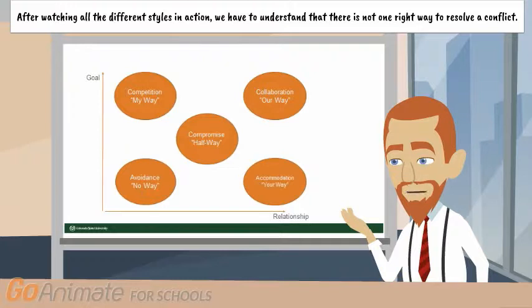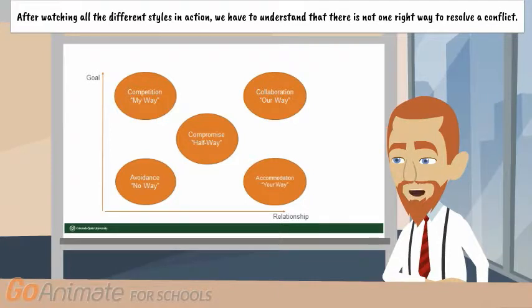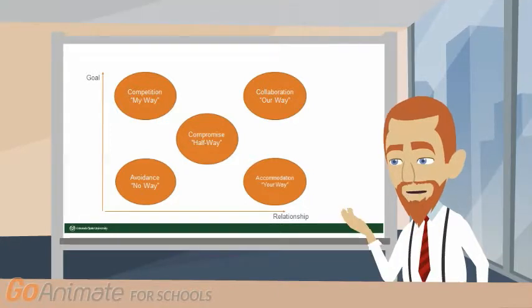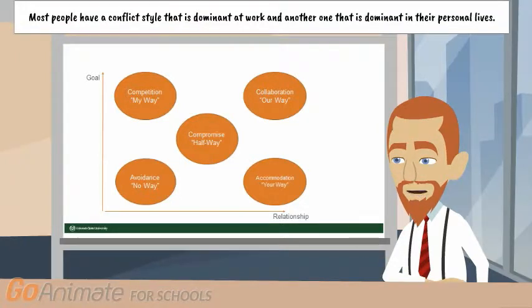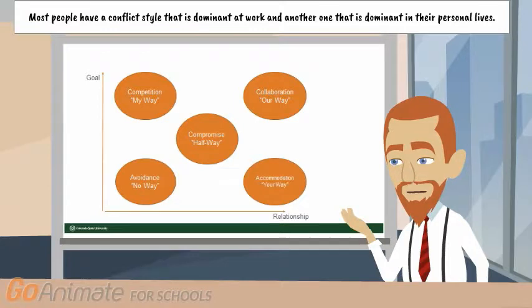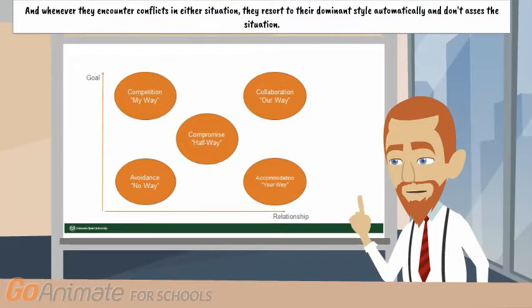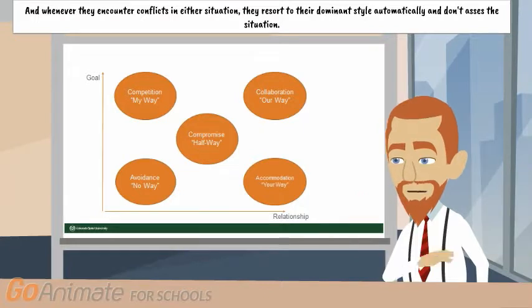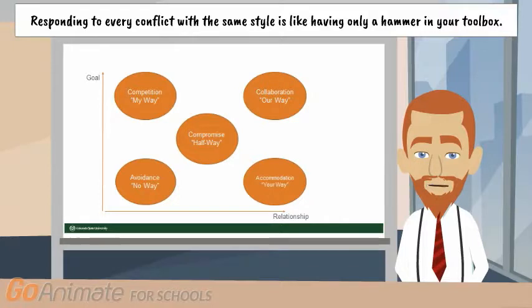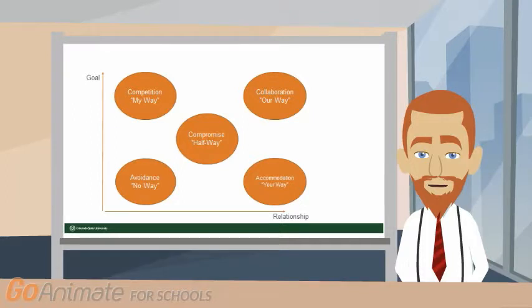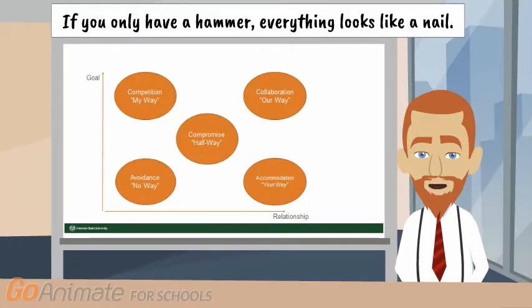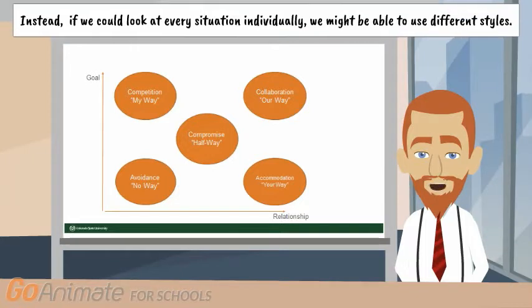After watching all the different styles in action, we have to understand that there is no one right way to resolve a conflict. However, there are some that are more effective in each situation. Most people have a conflict style that is dominant at work and another one that is dominant in their personal lives. And whenever they encounter conflicts in either situation, they resort to their dominant style automatically and don't assess the situation. Responding to every conflict with the same style is like having only a hammer in your toolbox. And if you only have a hammer, everything looks like a nail. Instead, if we could look at each situation individually, we might be able to use different styles.